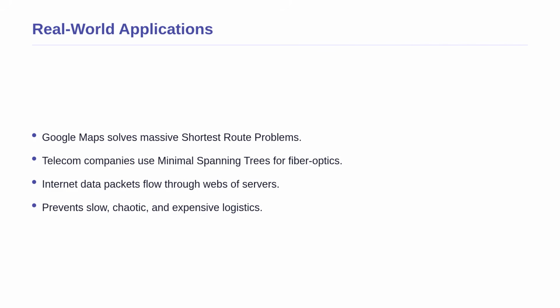Why do we spend time learning these algorithms? Because networking problems run the modern world behind the scenes. When you type an address into Google Maps, the software is instantly solving a massive shortest route problem to guide you around traffic. When a telecommunications company lays down fiber optic cables for a new neighborhood, they use the minimal spanning tree problem to ensure every house gets internet without wasting miles of expensive wire.